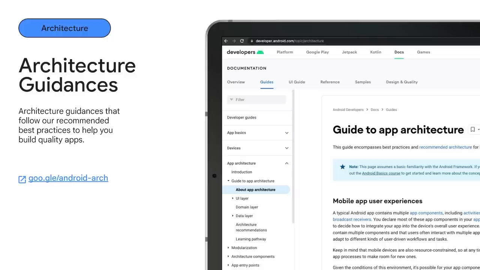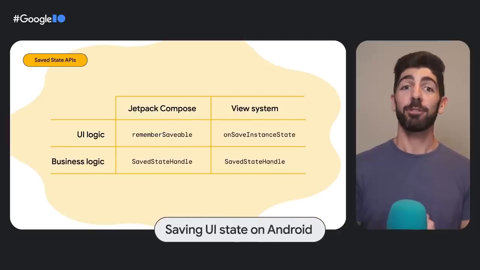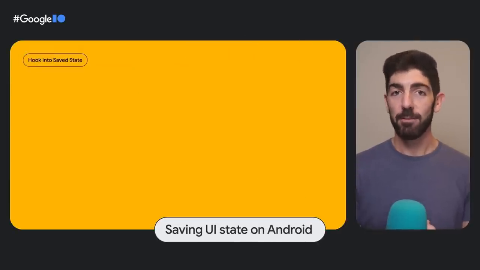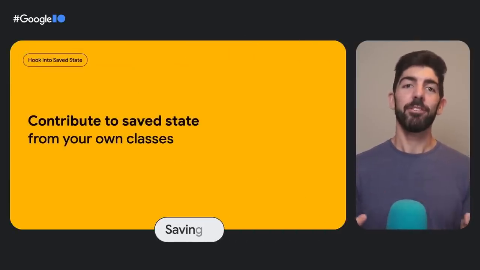We continue to update and add new architecture guidances, such as best practices for handling config changes. These guidances capture our recommended approach to structuring your code so that it can be easy to maintain, scale, and test. To learn more about architecture best practices, check out the talk on Saving UI State on Android.